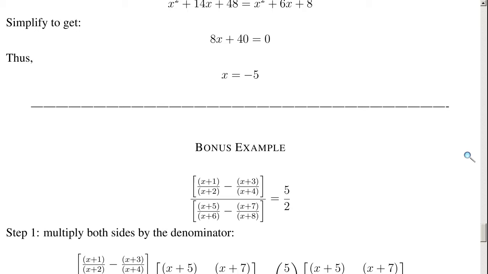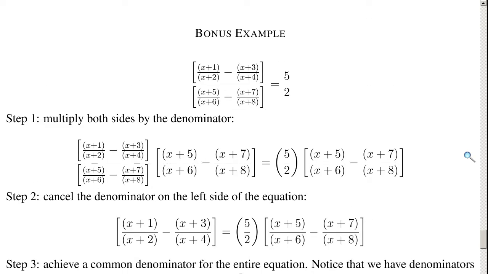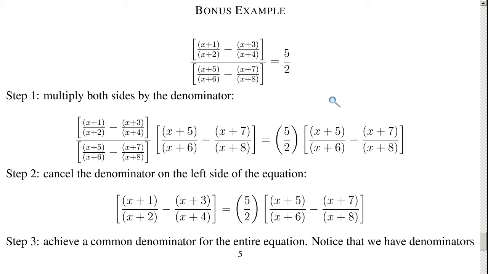Alright, I'm going to do this example over again, but this time I'm going to add a small twist to it. Instead of equaling 1, I'm going to make it equal 5 halves. Now, how is this going to change the way we approach the problem? The answer is it's not going to change our approach at all. It's only going to change a little bit of factoring towards the end of the problem.